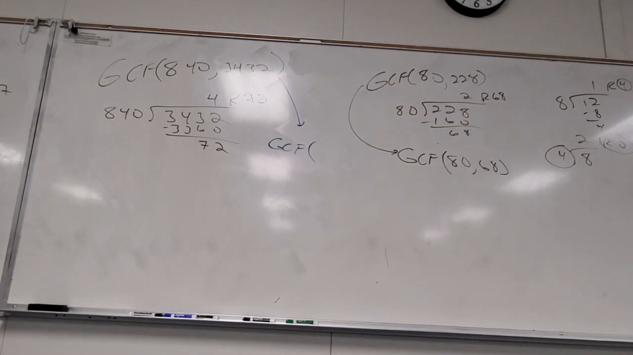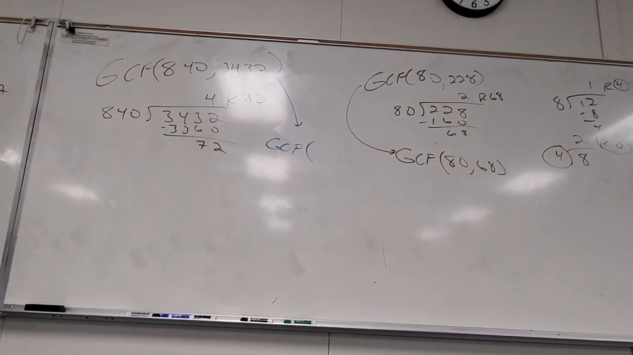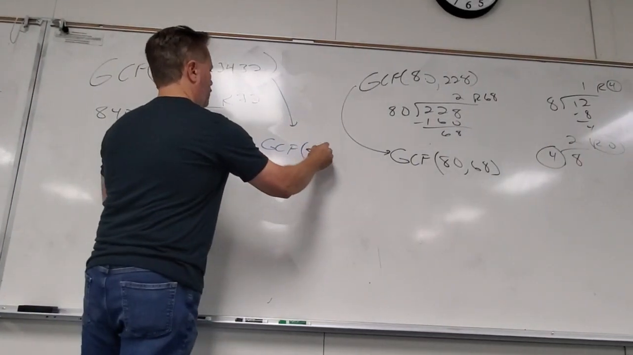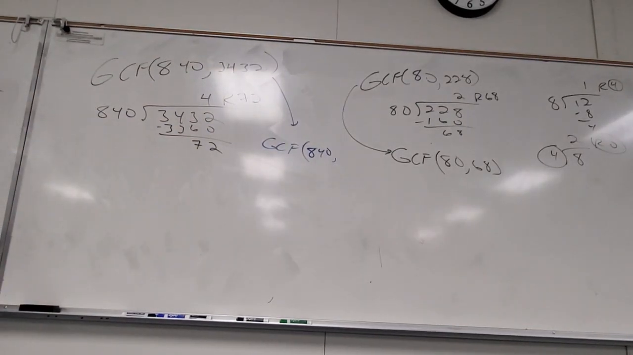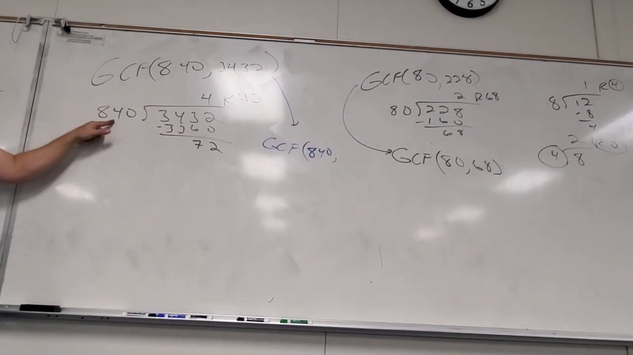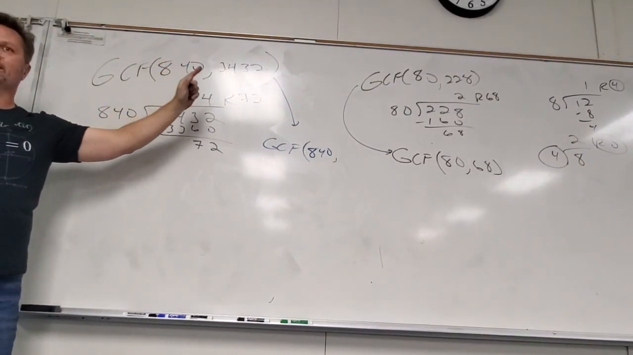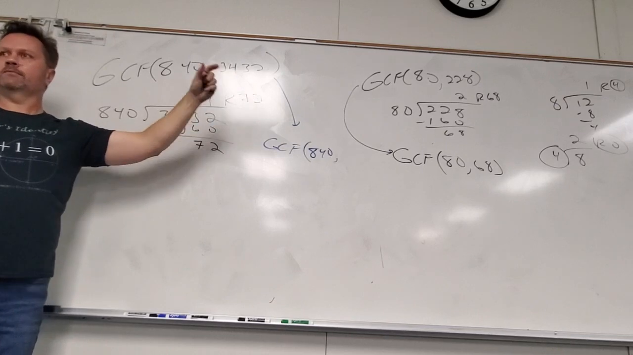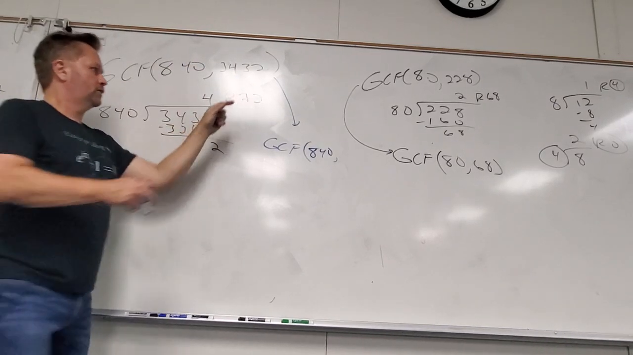Oh, this is great, Jeff. The smaller number stays the same. And what did we cut the bigger number down to? We subtracted 4 of these from the bigger dude, and now what is he? What's left? That's why the remainder is awesome. Who remains is the 72.